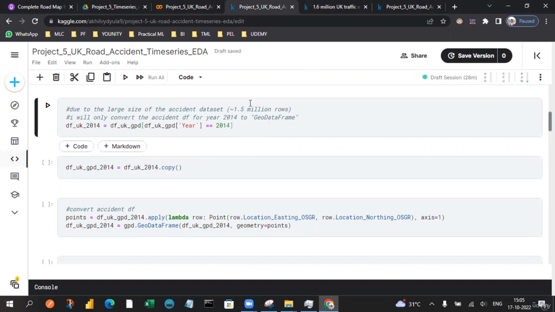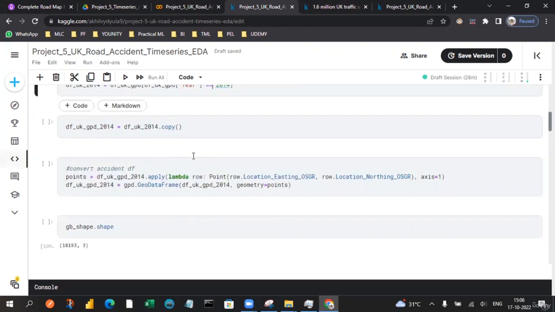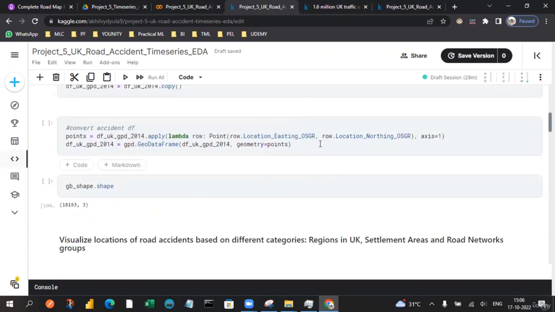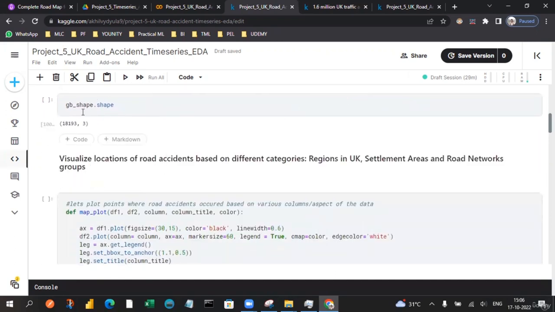Since it is a very large data set, around 1.5 million rows, we are going to convert the accident data frame for the year 2014 into a geo data frame. I'm extracting only the year 2014 so that we can convert it into different formats and also plot with different plotting libraries. So we convert that accident data frame to get the 2014 records that have geo information, corresponding to the geo data frame. The geo data frame has only three columns with 18,000 records.